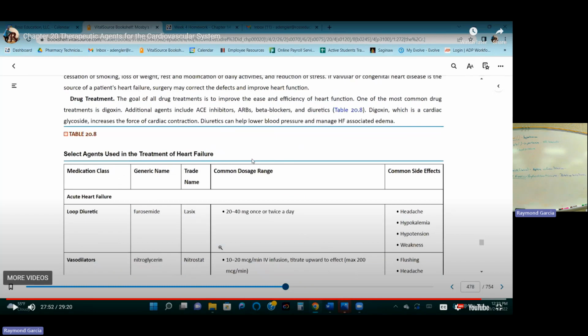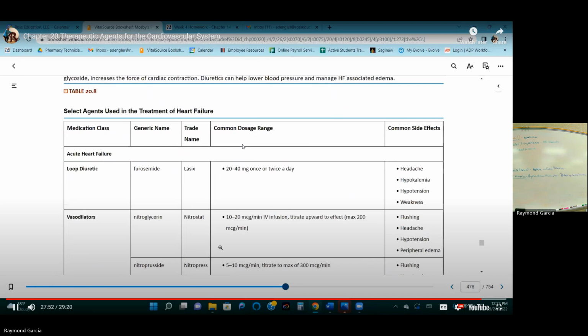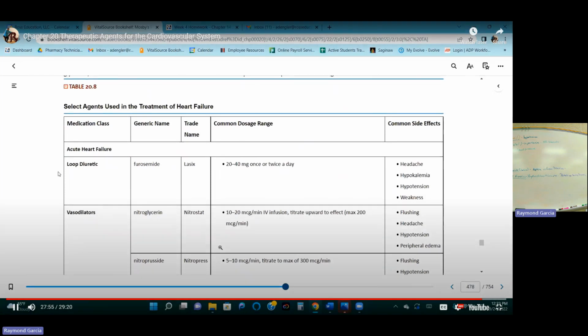So again, we're dealing with kidneys. If they're not secreting right or eliminating the excess water from the body, you'll start to swell up and become bloated, or very swollen in the ankles. This also affects the way the heart beats, and can cause congestive heart failure. Table 20.8 lists select agents used in the treatment of heart failure.